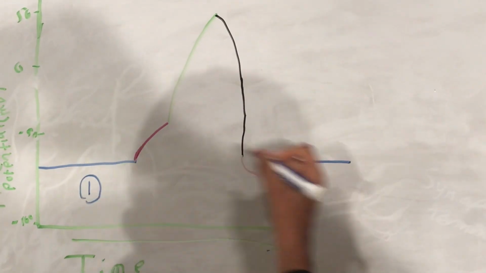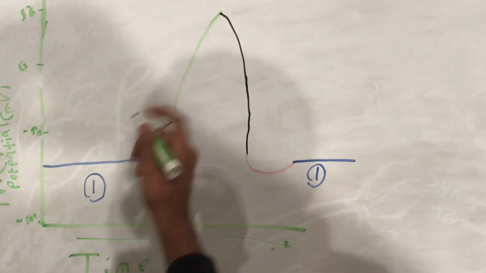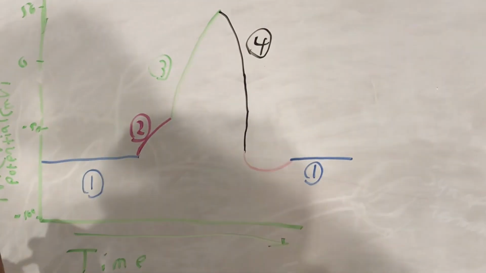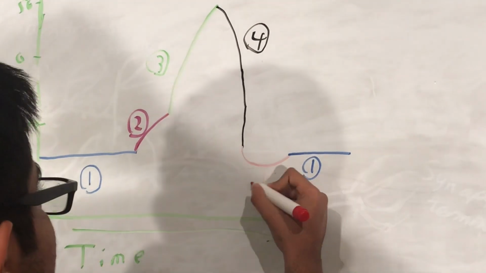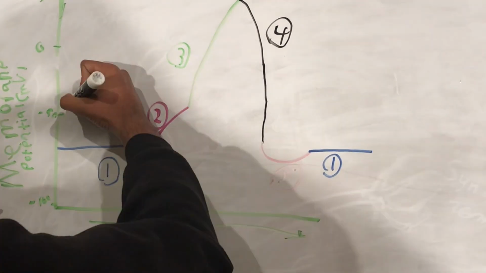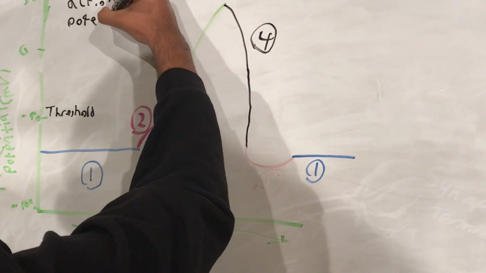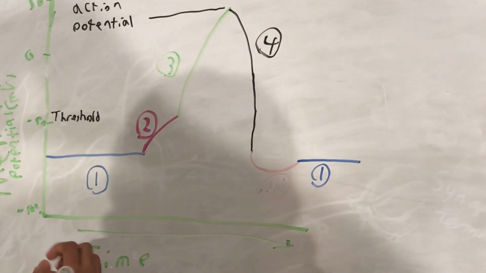Step 4, the falling phase. Sodium channels become inactivated, blocking sodium flow. Potassium channels open and potassium exits the cell. The inside of the cell becomes negative again. Step 5, undershoot. Potassium channels close and sodium channels are unblocked, though not open, and the cell returns to its resting state.